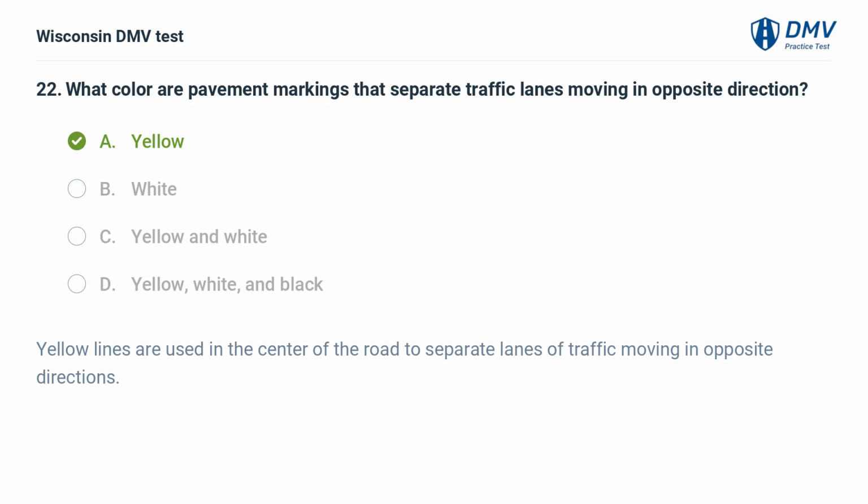A. Yellow. Yellow lines are used in the center of the road to separate lanes of traffic moving in opposite directions.